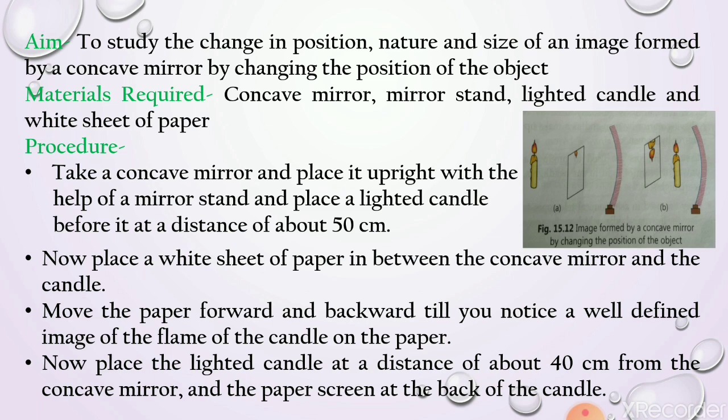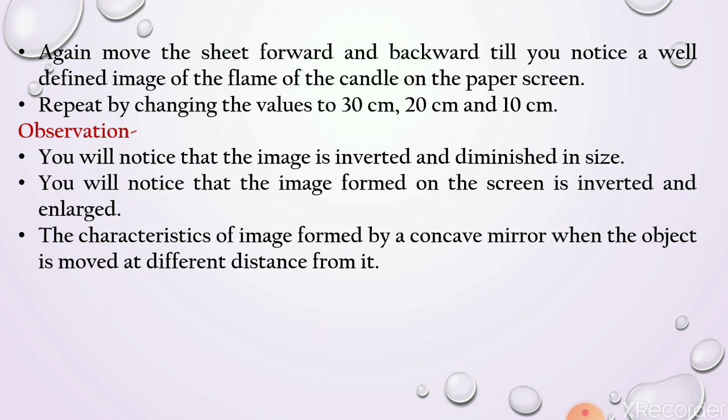Now we'll place the lighted candle at a distance of 40 centimeter from the concave mirror and the paper screen at the back of the candle. So as you can see, in the second case, in case B, now the candle is at a distance of 40 centimeter from the mirror and the white sheet of paper is behind the candle. So again we will move the sheet forward and backward, and again we will get a defined image of the flame of the candle on the paper screen.